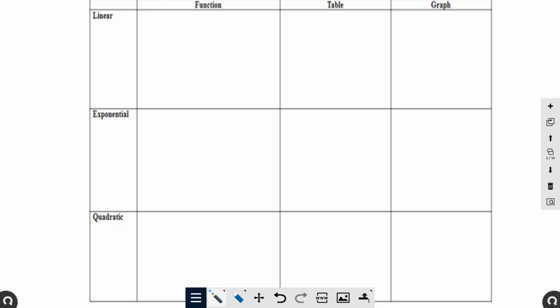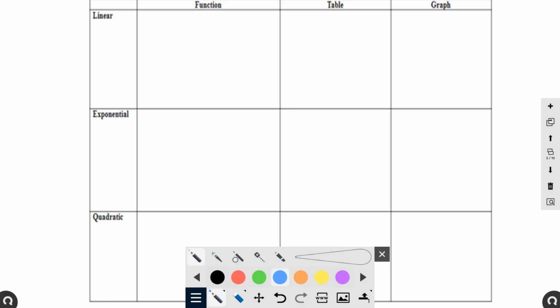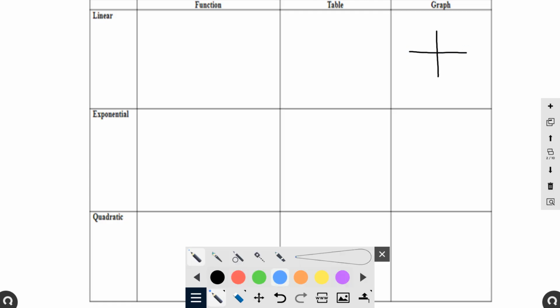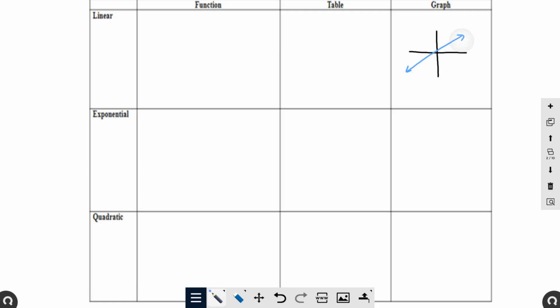When I say linear, what do you think of first? A line. That would go under the word graph. So over here at graph, draw an XY axis and then put a line on it. Your line can be vertical, it can be horizontal, or it can be slanted any kind of way. So if you were to look at a graph, straight lines are linear.